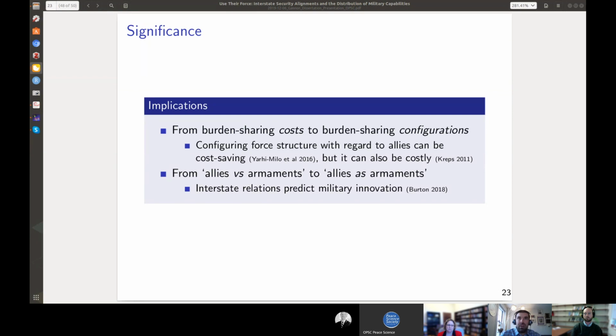I think a lot of the discussions we've had about burden sharing costs are very timely this week, given the NATO summit discussions over burden sharing. We should really think about burden sharing configurations. We hear a lot in the news and in DC and policy circles about the 2% benchmark. What I think is more important to look at is what these countries are spending that 2% on.